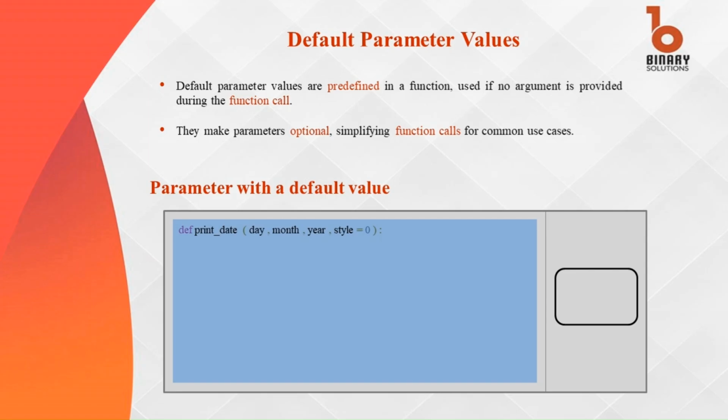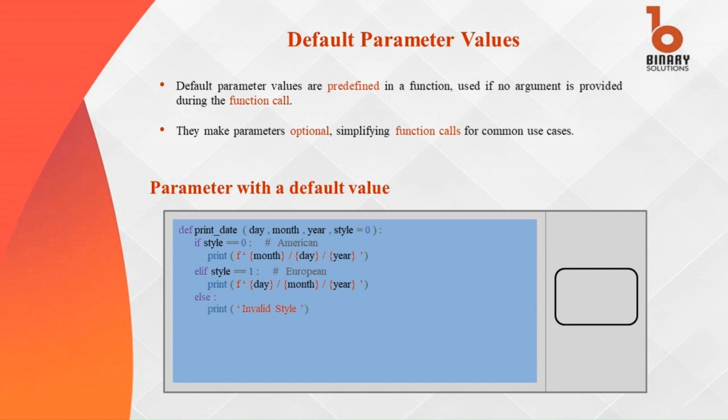Inside the function, a conditional statement checks the value of style. If style is 0, the date is printed in the American format. If style is 1, the date is displayed in the European format. Any other value for style results in an invalid style message.